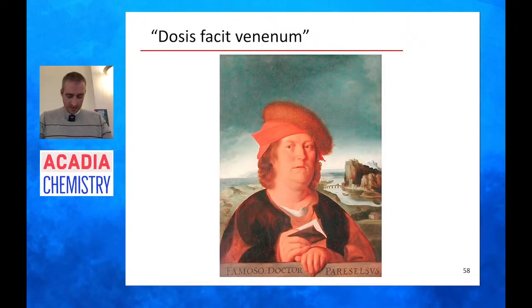So, this is a famous doctor, a famoso doctor, as you can read on the bottom there, named Paracelsus. He's sometimes considered the father of modern toxicology. And he's known for this famous quote, "Dosis facit venenum," which translates from Latin into "the dose makes the poison," right? And so this is one of the main ideas now in modern toxicology, that the impact that you can get from any chemical substance depends on a couple of things, but one thing that is a huge factor is the dose that you are exposed to.